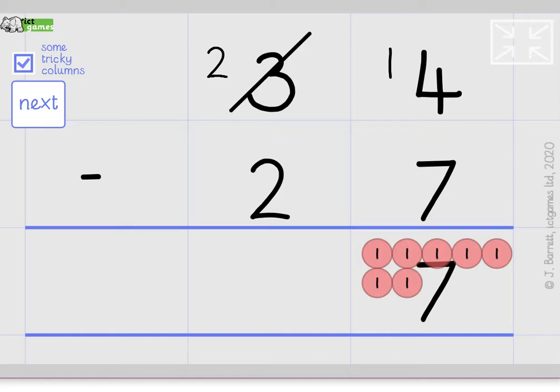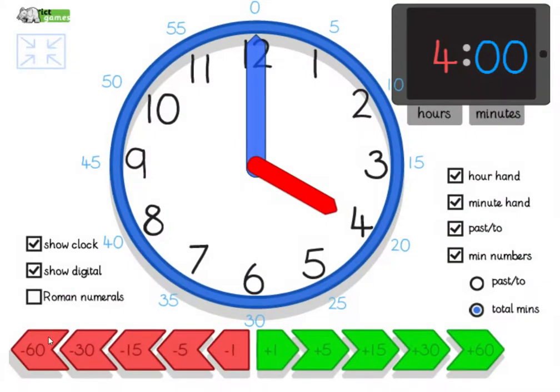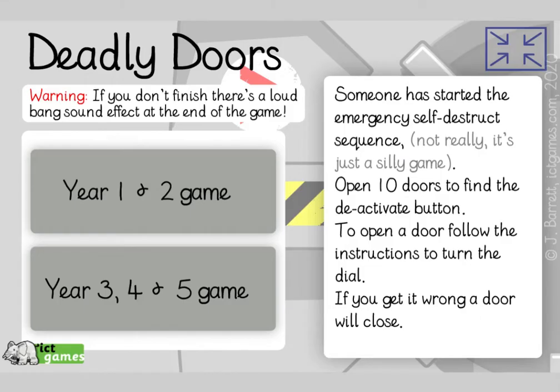Okay, now this is the bit I'm looking forward to today, because somewhere I can show you a new game. I'm still testing it, so it might not be perfect, but it's called Deadly Doors. Warning: if you don't finish, there's a loud bang at the end of this game. So if you have a go, turn the sound down a bit, because there's a loud bang if you don't manage.